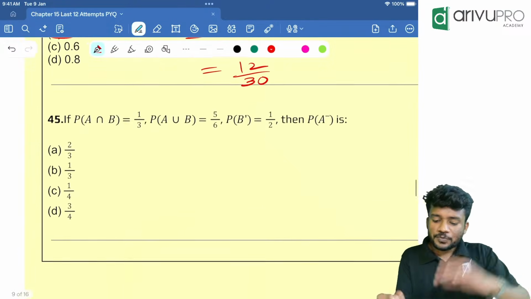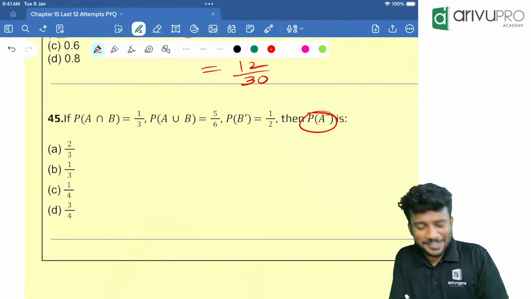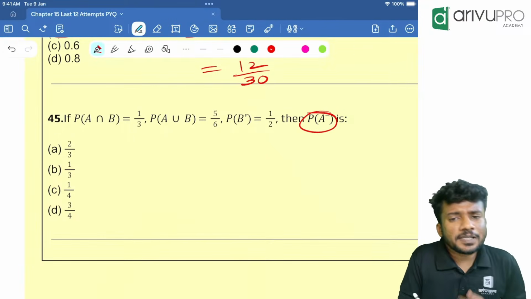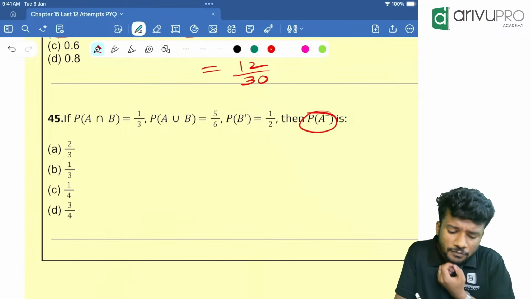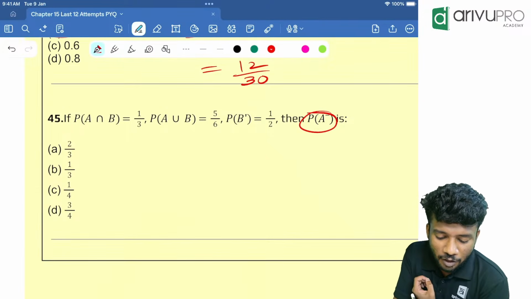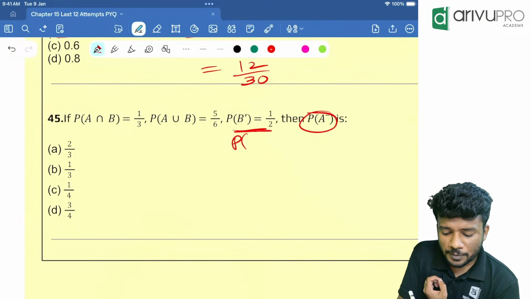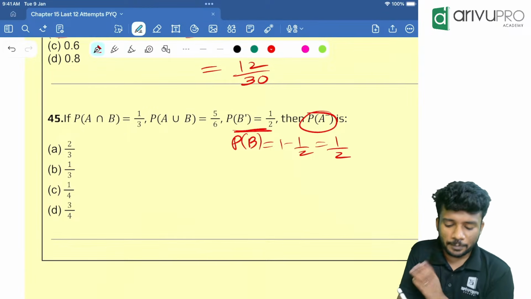Again another one. So this is nothing but A complement. Okay, they are asking for P of A complement. P of A intersection B is equal to 1 by 3. P of A union B is equal to 5 by 6. P of B complement is equal to 1 by 2. P of B complement is equal to 1 by 2 means P of B is equal to 1 minus 1 by 2. That is nothing but 1 by 2 itself.